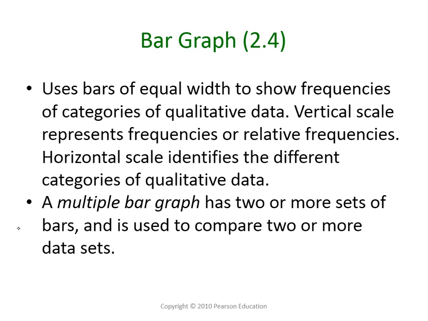Bar graphs. Bar graphs use bars of equal width to show frequencies of categories or qualitative data. So quantitative is when we have numbers. Qualitative data is some other way of describing this information. Your vertical scale represents the frequencies or relative frequencies. Your horizontal scale identifies the different categories of qualitative data. A multiple bar graph has two or more sets of bars and is used to compare two or more sets of data.